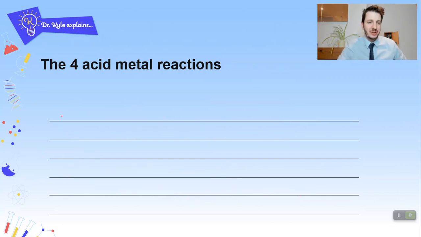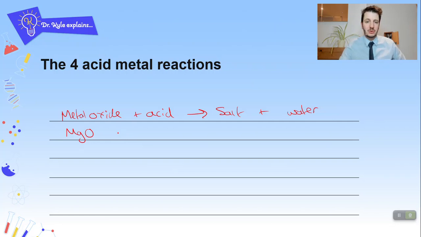Okay, the next reaction we're going to talk about is a metal oxide. Now, this is an example of a base. These are insoluble. I'm going to react it with our acid again. And so if it's a base, it's going to neutralize your acid. So we're going to make a salt plus water because we're neutralizing our acid. So a metal oxide, let's take magnesium oxide, MgO, plus our acid, HCl.